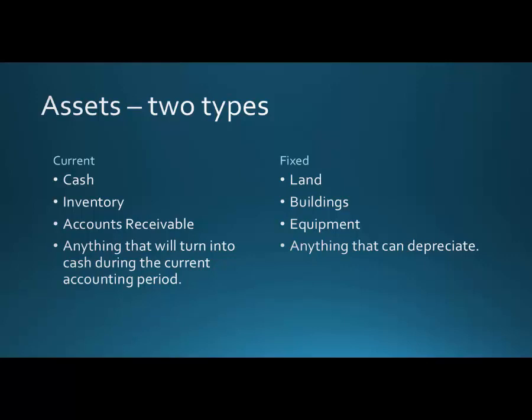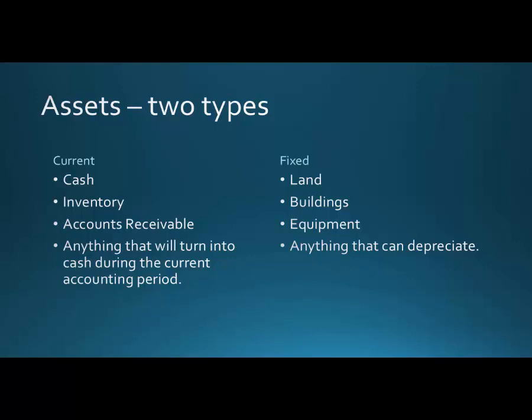The other type of asset's a fixed asset. Fixed assets are things that you can depreciate, right? That's cool because depreciation will lower your tax bill, right? So fixed assets, things on the right. Fixed assets are things that you're going to be using long term, like land and buildings and equipment.